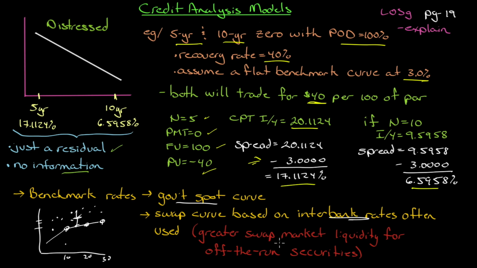It's often used because there's greater swap market liquidity for off-the-run securities, which means all of these securities in between the dates where you'll only get on-the-run government bonds. So if we're looking for an 8-year corporate bond, well, there is no 8-year on-the-run government bond. There's a 10-year, a 5-year, there might even be a 7-year, depending on the country you're in. But if there's a 5 and a 10, you have to interpolate between the two. The swap curve has greater liquidity across all of those maturities.